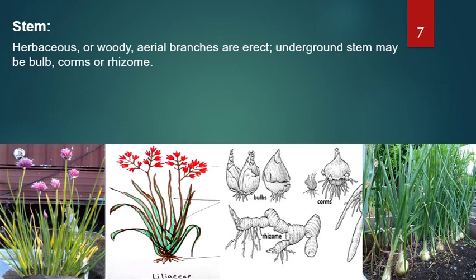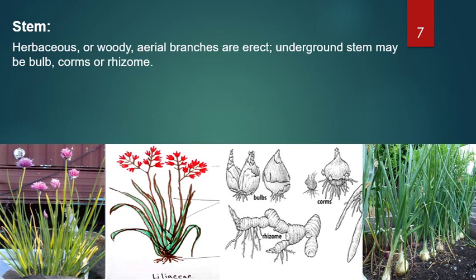The family Liliaceae possesses a herbaceous stem. That means the stem is soft and green, and can easily bend, and in some cases this stem may be woody. It means a stem which cannot easily be bent. The aerial branches are erect. It means those branches that are above the ground or exposed in the air. This stem is thick and strong, and it grows upward.